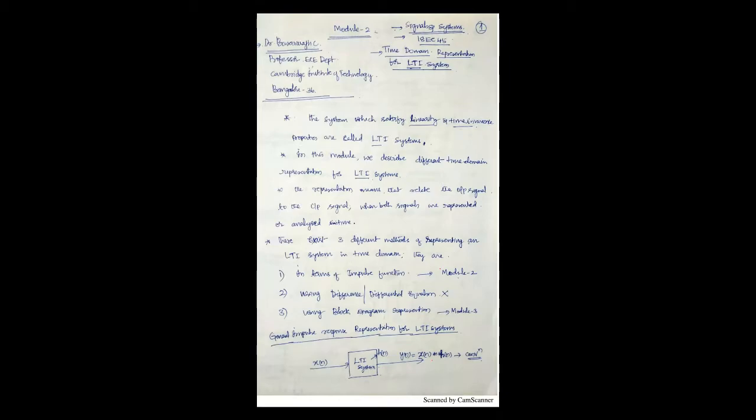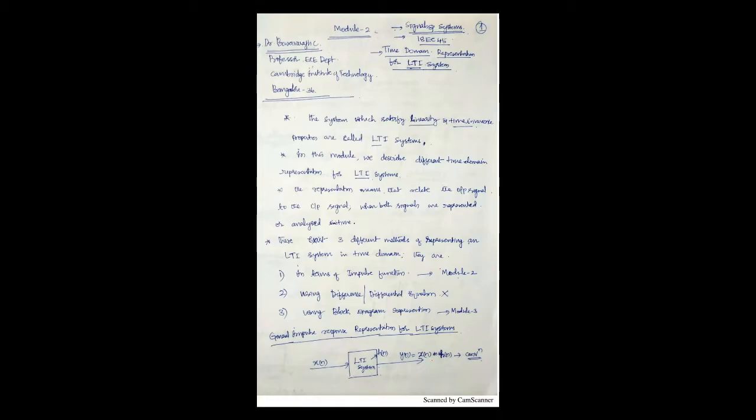Now let me go to the first one only. What do you mean by impulse response? General impulse response representations for LTI systems. What do you mean by LTI system? See that diagram. Consider an LTI system which has input x of n, and system impulse response h of n, let's say. Let us not worry about h of n now; worry about input and output only. Then y of n, the output of the linear time invariant system, is x of n convolved with h of n, which is nothing but the convolution sum. This is very, very important.